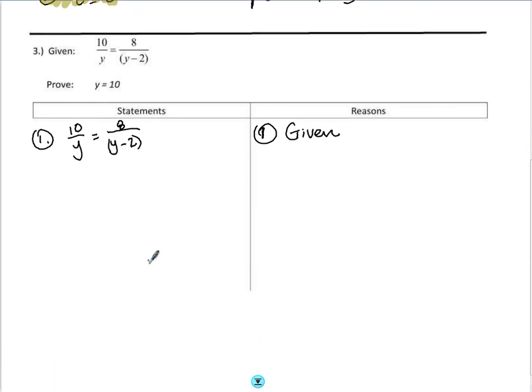Alright, and now let's go ahead and try number 2. People call this different things, and you can decide what you want to call it. The way we teach it at our school is this idea of cross multiplication, by multiplying the denominator of one fraction with the numerator of the other, and vice versa. When we do that, we end up with 10 times y minus 2 is equal to 8 times y. The reason for getting that is cross multiplying.